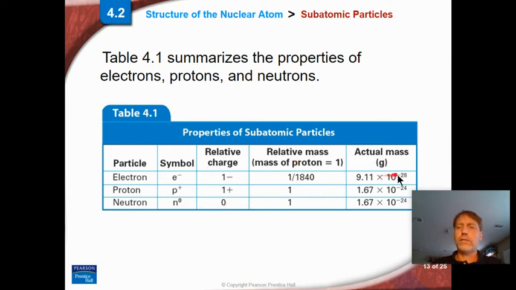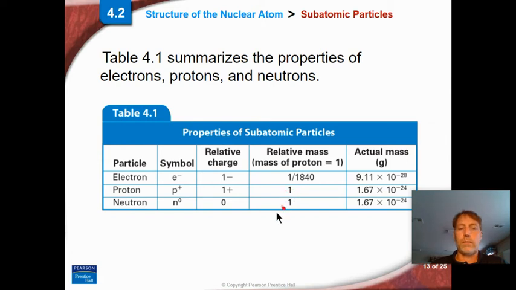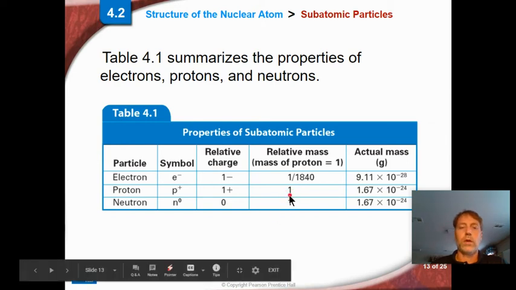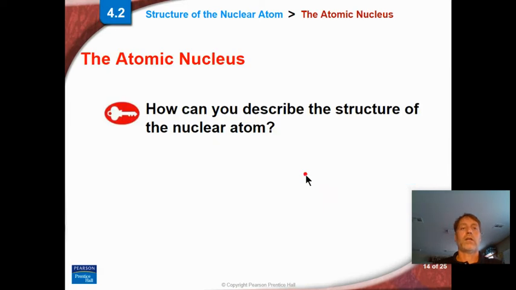Now, the masses of each. When we talk about masses of atoms, we only consider the proton and the neutron because the electron's mass is so small in relative terms. If we just had 1 as the mass of a proton and a neutron each, the mass of an electron would be 1 divided by 1840. So it's very slight and negligible, and it doesn't need to be considered when considering the mass of an atom. So let's talk about the atomic nucleus.